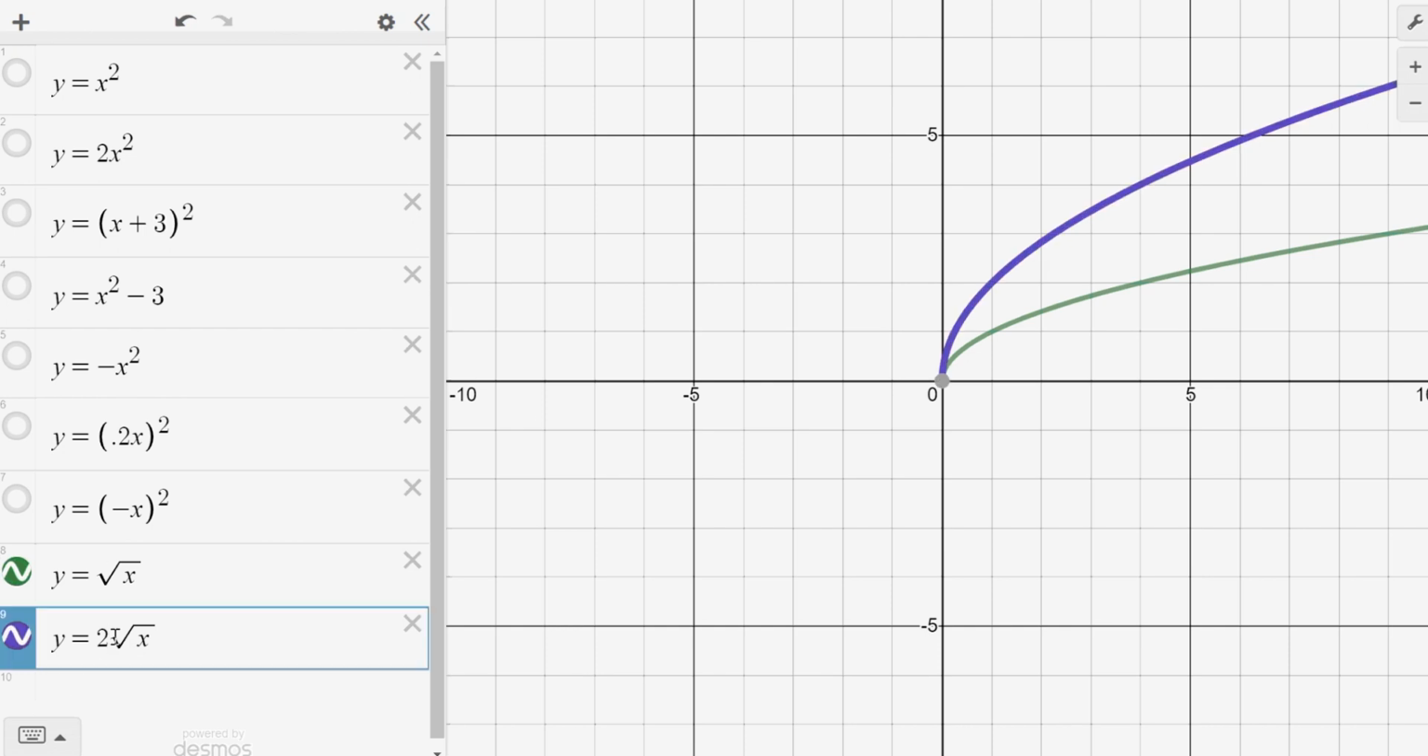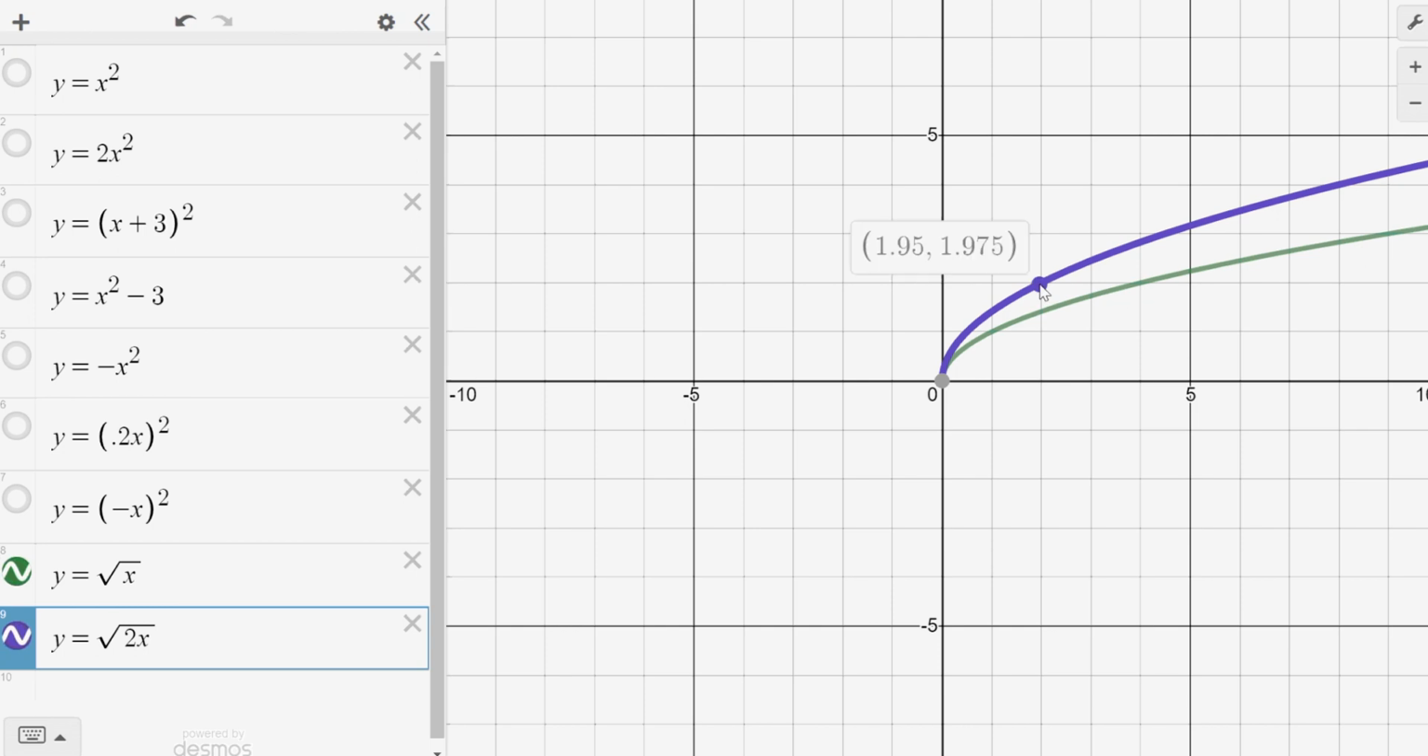So if I take this out of here and I change that to a 2 on the inside, notice how it's not stretched this much. It's not considered a vertical stretch this time. It's considered a horizontal compression. So now instead of going over 1, up 1, we're over 0.5, up 1. And instead of going over 4, up 2, we're over 2, up 2. It's a little bit more obvious with the square root function.